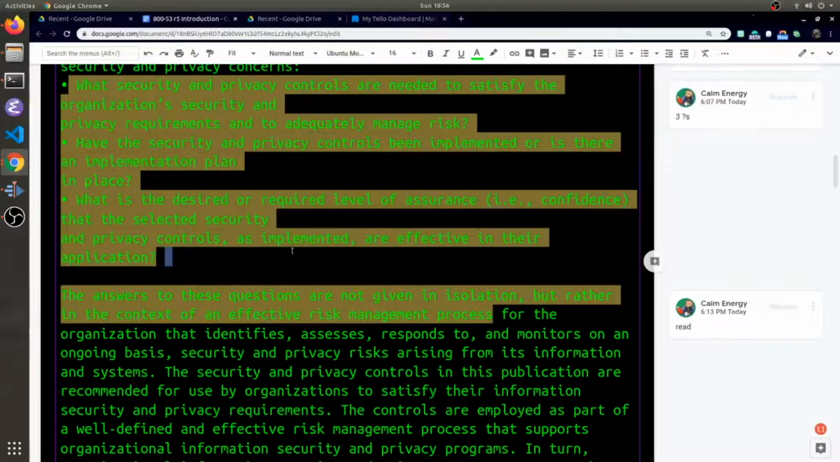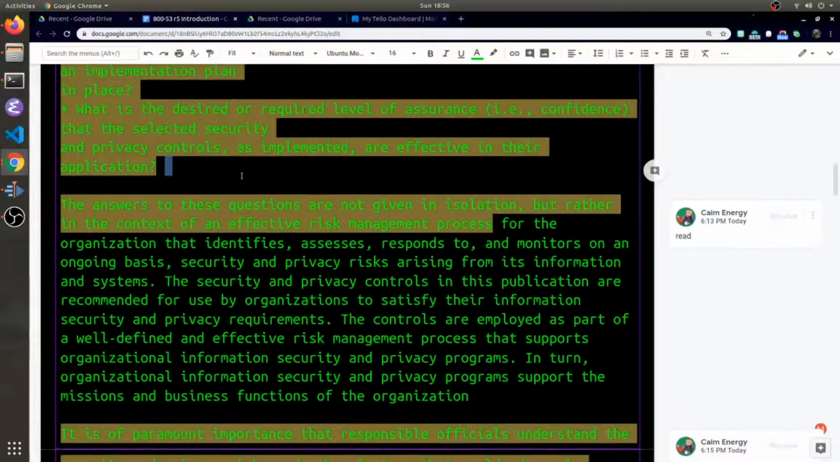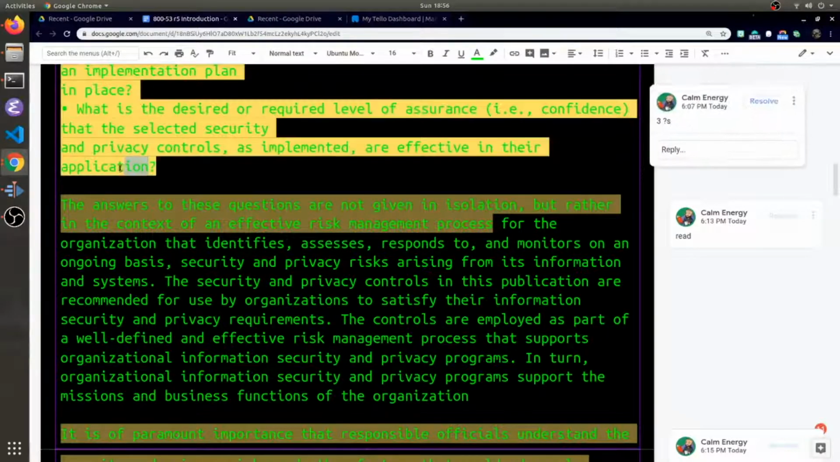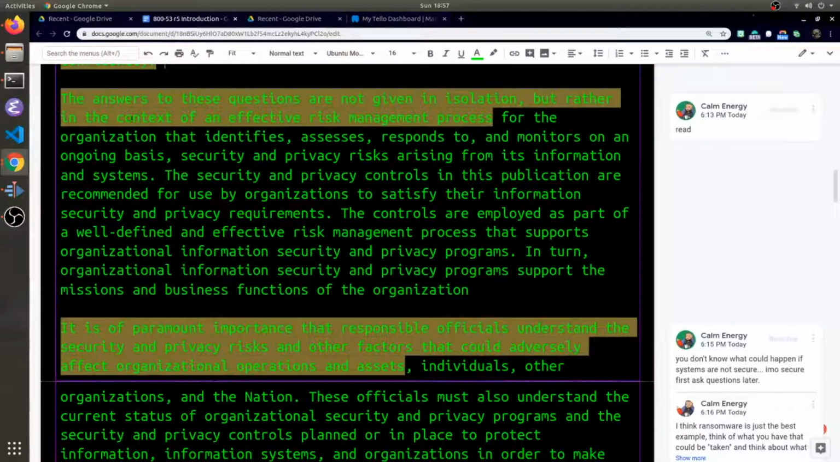The next question is, have the security and privacy controls been implemented, or is there an implementation plan in place? And the last question is, what is the desired or required level of assurance? And I know this was written in 2017. I don't see anywhere where I can add feedback, but I would just end the question right there. So this next part says, the answers to these questions are not given in isolation, but rather in the context of an effective risk management process.